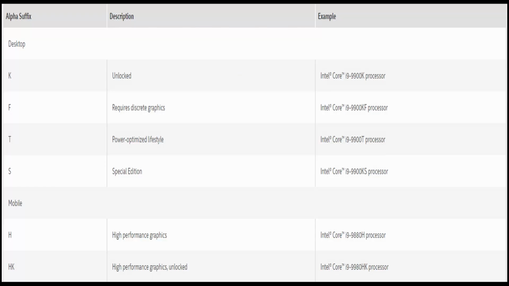Moving on, the 9th generation has some mobile processors with the following designations: H and HK. H means that the processor is equipped with high performance graphics, whatever it is. And HK stands for high performance graphics, which is unlocked and can be overclocked.